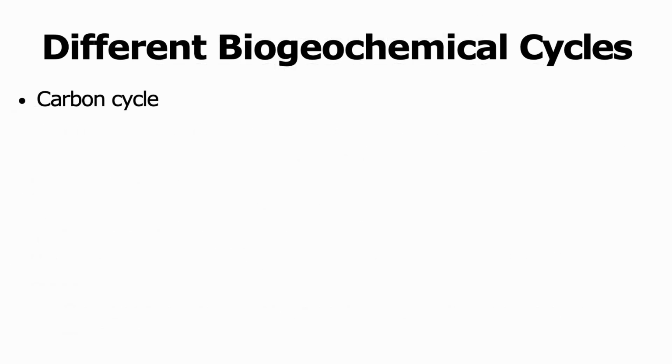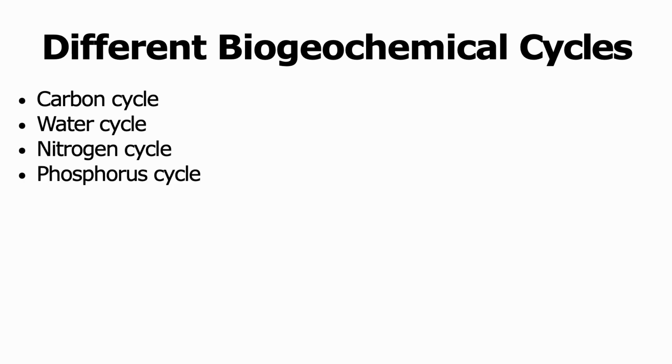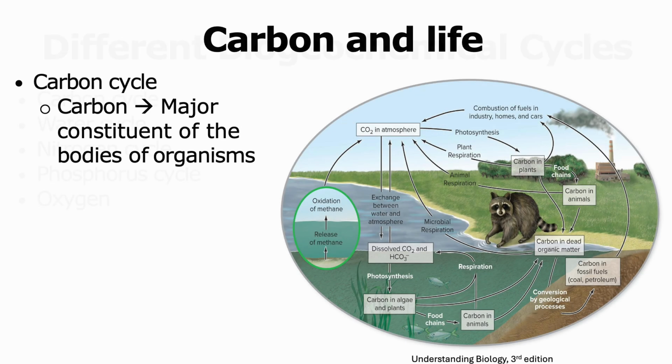There are different types of biogeochemical cycles, which include the carbon cycle, water cycle, nitrogen cycle, phosphorus cycle, oxygen cycle, and others like the sulfur cycle. Carbon is a major part of the bodies of different organisms.